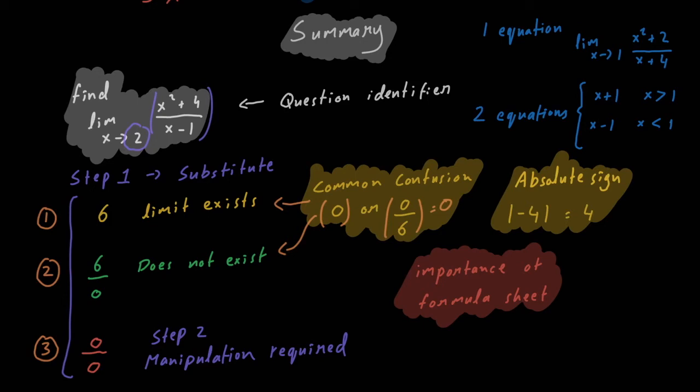We also learned what is an absolute sign and how to solve for it. And we also realized the importance of a formula sheet. Lastly, in the beginning, I said that either you will get a single equation or two equations. We solved for all single equations, and eventually we will also see how to solve for two equations.